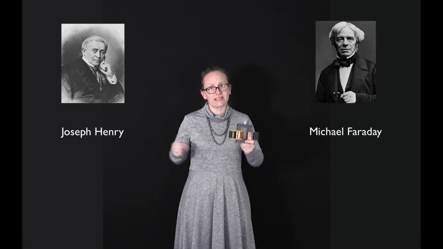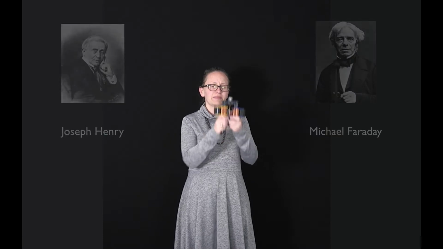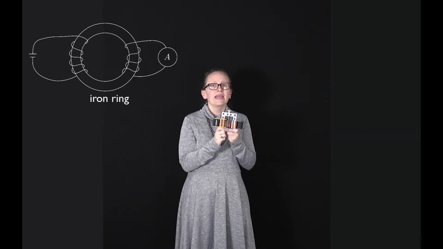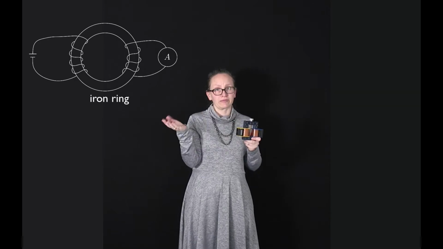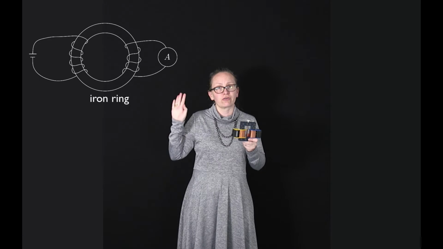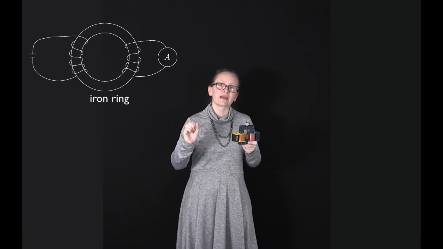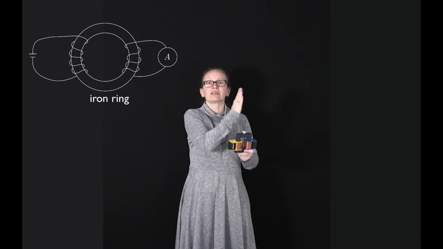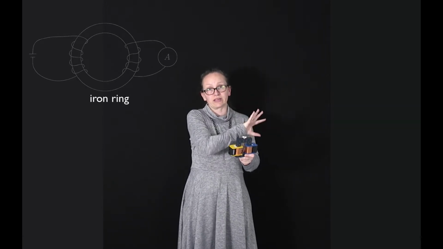When he made this discovery, Faraday was conducting an experiment with a setup somewhat similar to this one. He had an iron ring with 2 coils of wire wrapped around it. He found that when he connected one of the coils of wire to a battery, starting a current flowing through it, there was a current measured in the second coil, which was not connected to the battery.